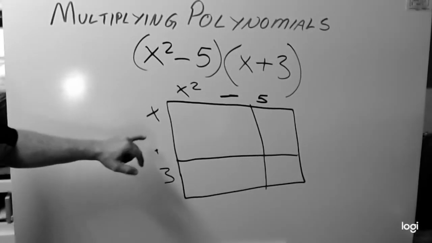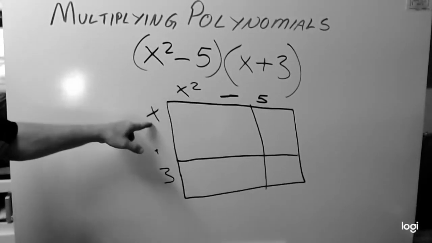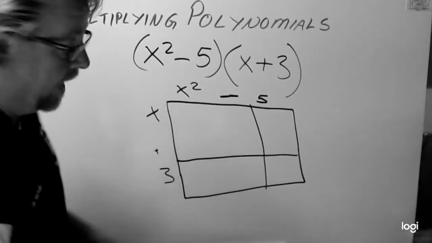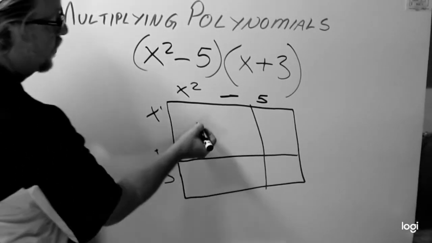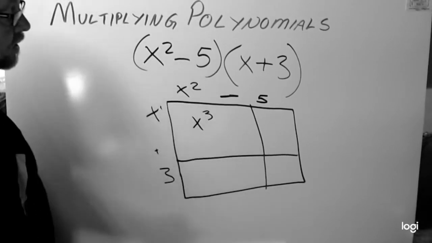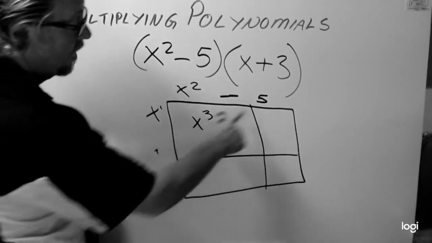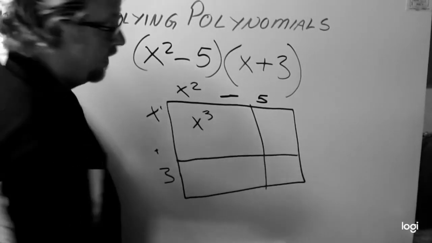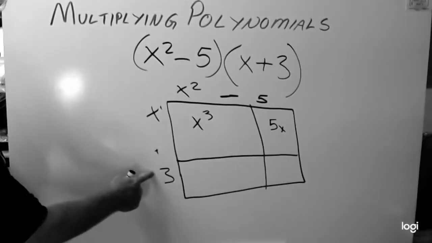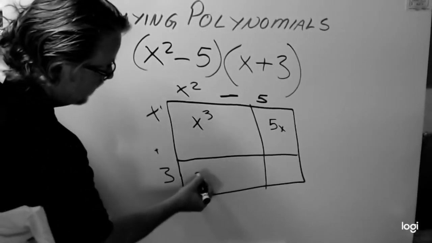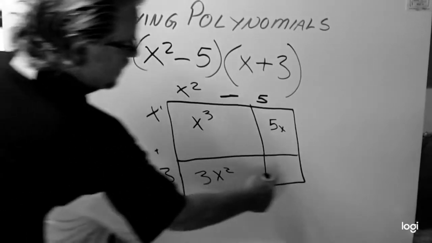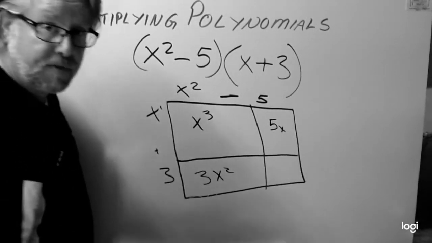And so we multiply your length and your width. X times x squared. When multiplying with exponents, you simply add the exponents. The x is really x to the 1, so we end up with x to the 3rd power, 2 plus 1. Next I have x times 5, which will give us 5x. So 5x. Then 3 times x squared, 3x squared, and 3 times 5. 3 times 5 is 15.